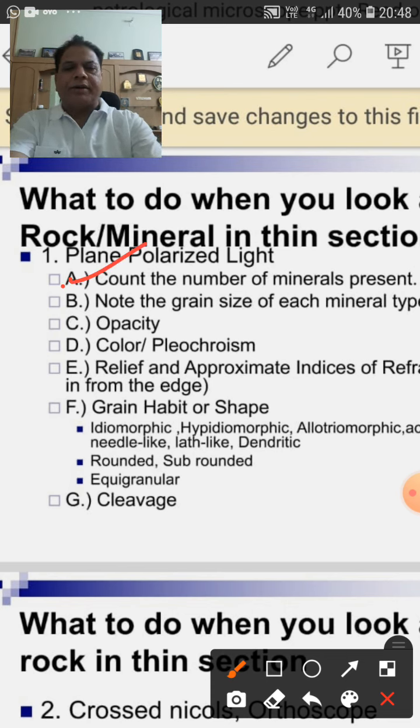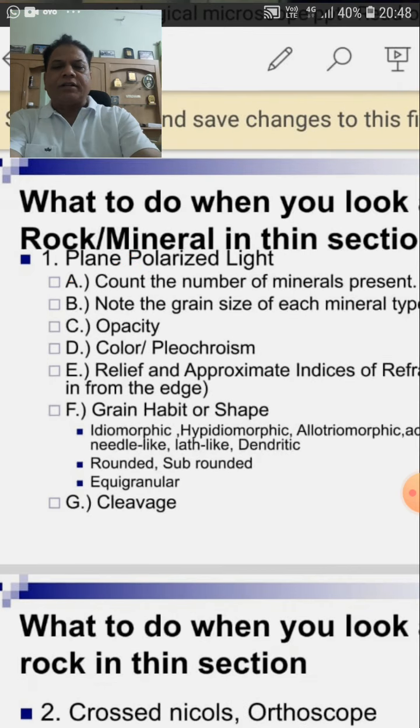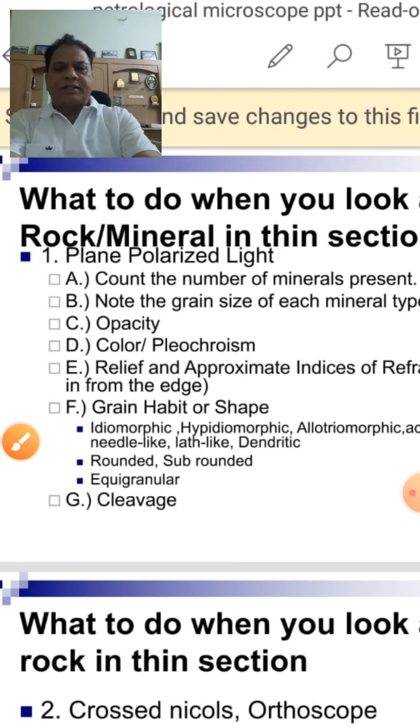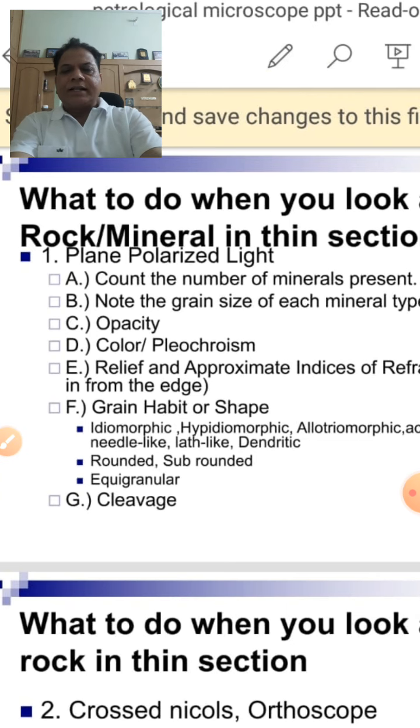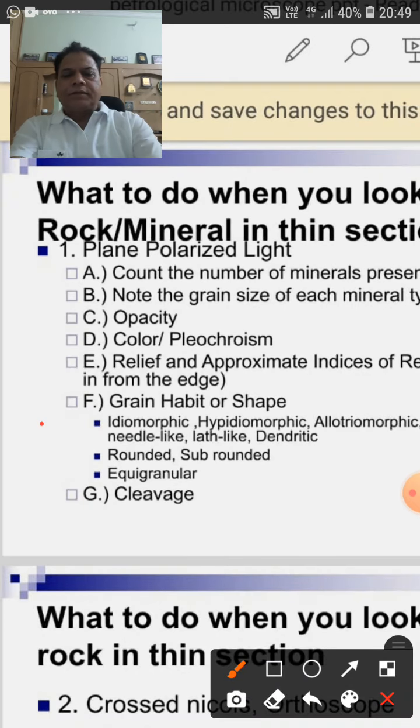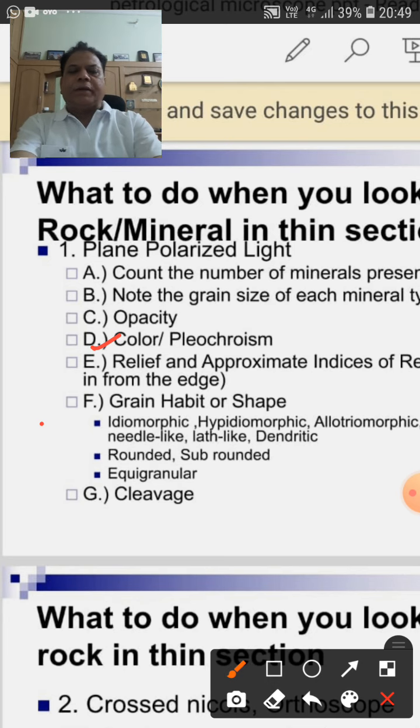We count the number of minerals that are present. Simply, how many types of minerals are there. Then note the grain size, that is the textural part, that we will take in another class. Then the color and the pleochroism, that we study in plane polarized light. Relief, that is the shape of the grains. Then the cleavage. These are the optical properties we study in plane polarized light.